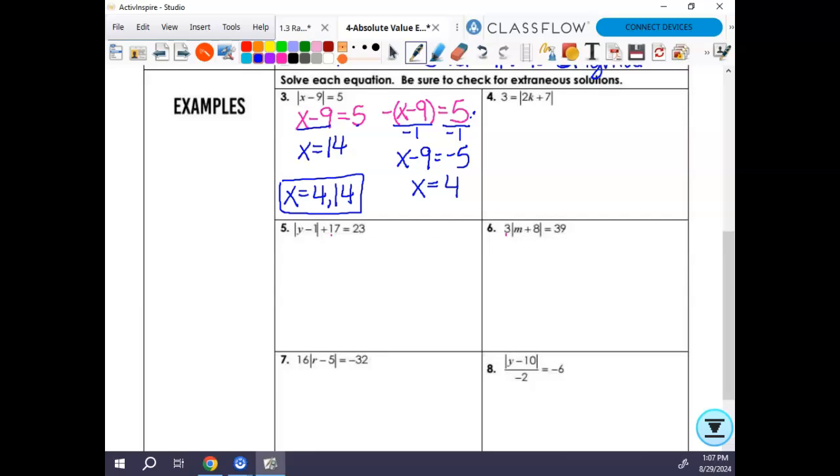But I look at 14. 14 minus 9, I mean, that's going to be 5, and that gives me 5. 4 minus 9, negative 5, and that works. Nothing weird is happening. And most of the time, if you don't have any variables on the other side, then they should work. It's when you have variables on the other side that weird things happen.